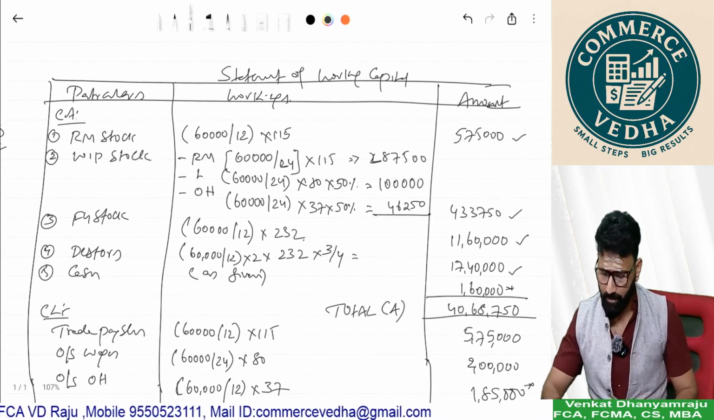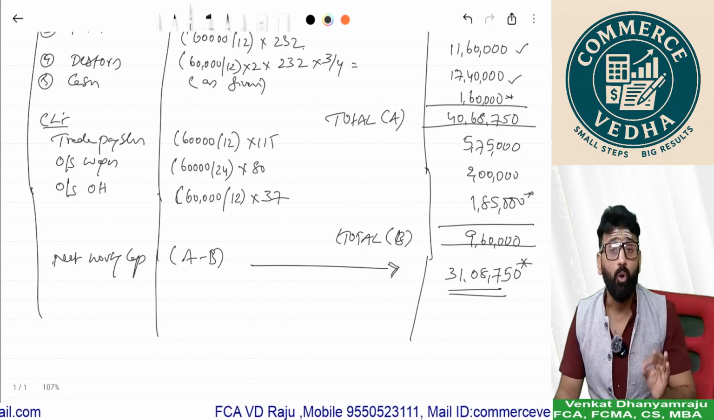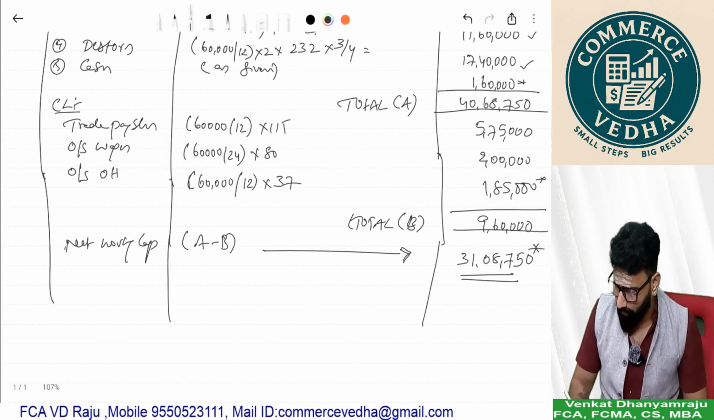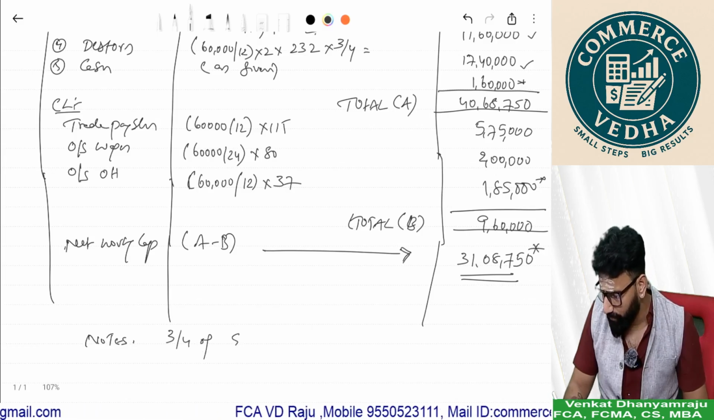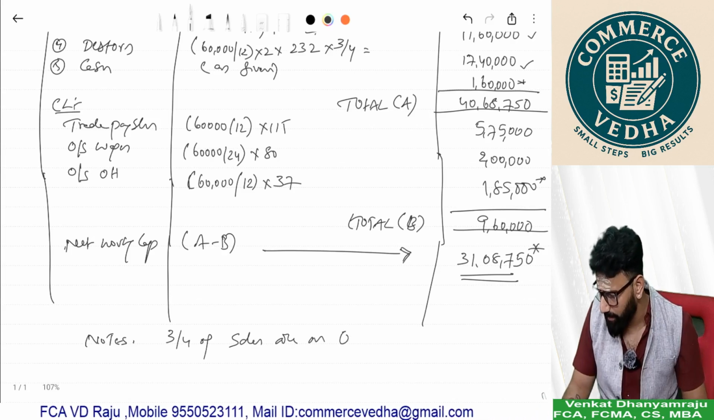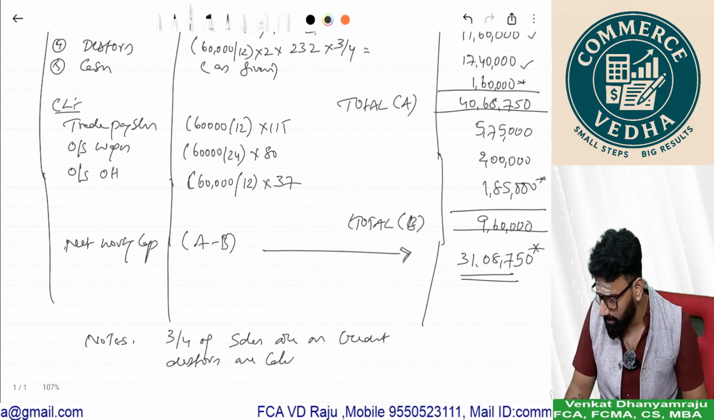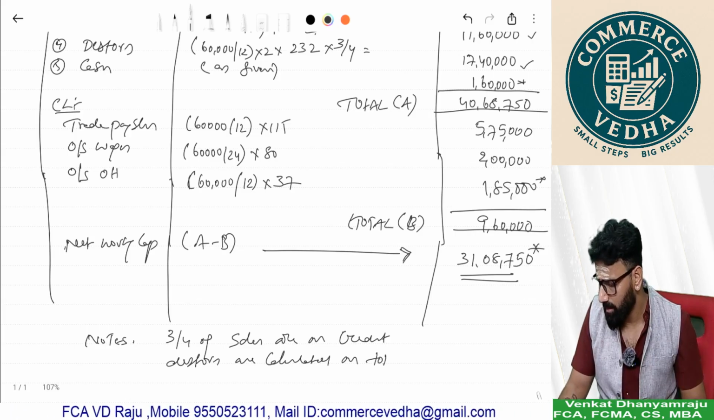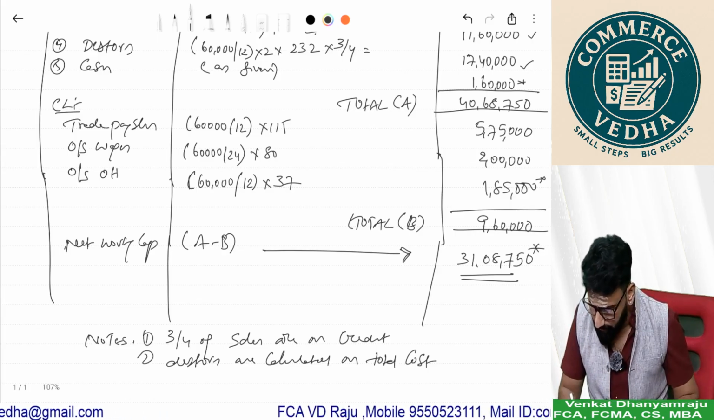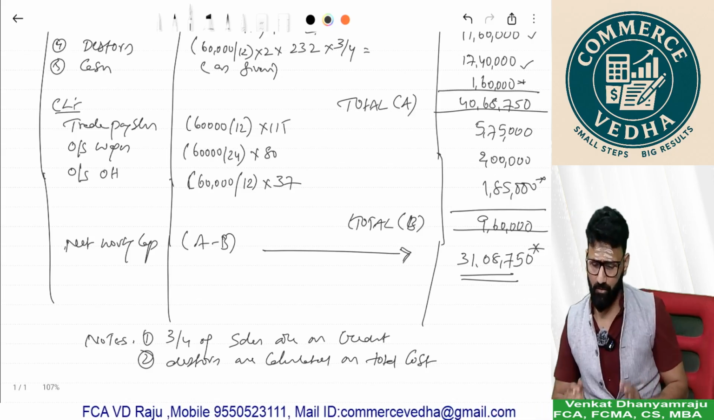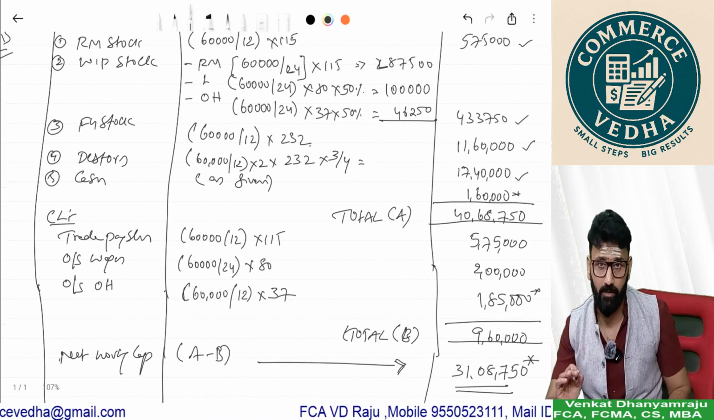What we presented here: current assets, current liabilities, and the requirement of working capital. This is on total cost basis. In the examination, what we can do is, in notes, we can write that 3/4 of sales are on credit and debtors are calculated on total cost, not on selling price. You better give these 2 points, because though it is there in the question, we should mention clearly to the examiner what we did. So with this, your first question on working capital, full length statement.